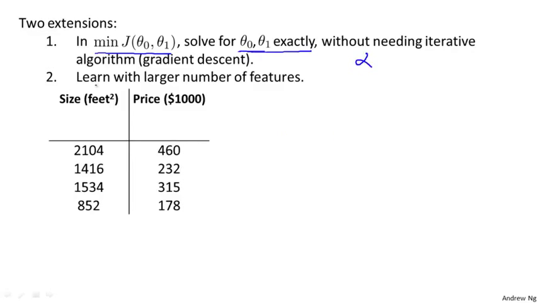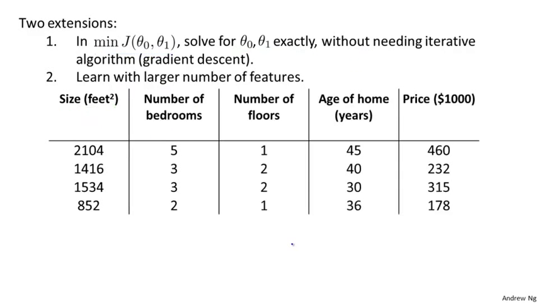Second, we'll also talk about algorithms for learning with a larger number of features. So far we've been learning with just one feature, the size of the houses, and using that to predict the price. So we're trying to take X and use that to predict Y. But for other learning problems, we may have a larger number of features. So for example, let's say that you know not only the size, but also the number of bedrooms, number of floors, and the age of home of these houses, and you want to use that to predict the price of the houses. In that case, maybe we'll call these features X1, X2, X3, and X4.